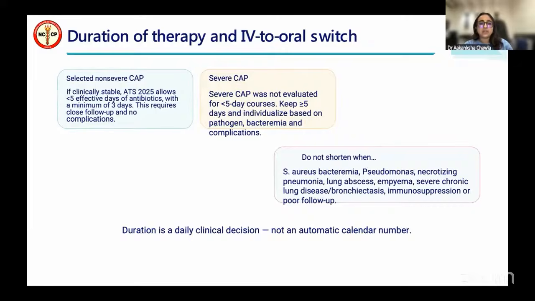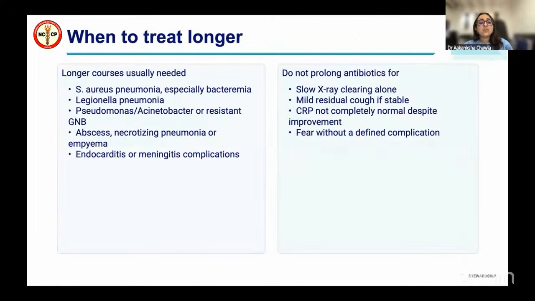Now, duration of therapy. Recommended therapy for non-severe CAP is a minimum of 3 days, and for severe CAP, more than 5 days, but this has to be individualized based on the pathogen, the bacteremia, and the complications. Longer courses are required with Staph aureus pneumonia, especially if there's bacteremia, Legionella pneumonia, Pseudomonas or Acinetobacter or resistant gram-negatives, and complications like abscesses, necrotizing pneumonia or empyema. Then, of course, endocarditis and meningitis complications.